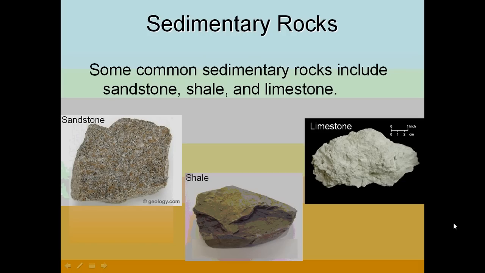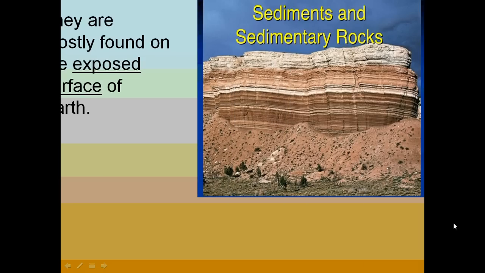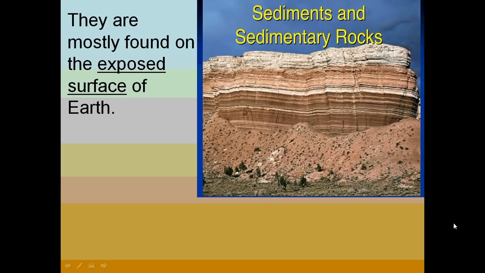Common sedimentary rocks are sandstone, shale, and limestone. We'll see these in class. They are mostly found on the exposed surface of Earth. So just like you see in the picture, you can even see all the layers of sediment, and that's one indicator that we are dealing with sedimentary rock, all those layers of sediment.